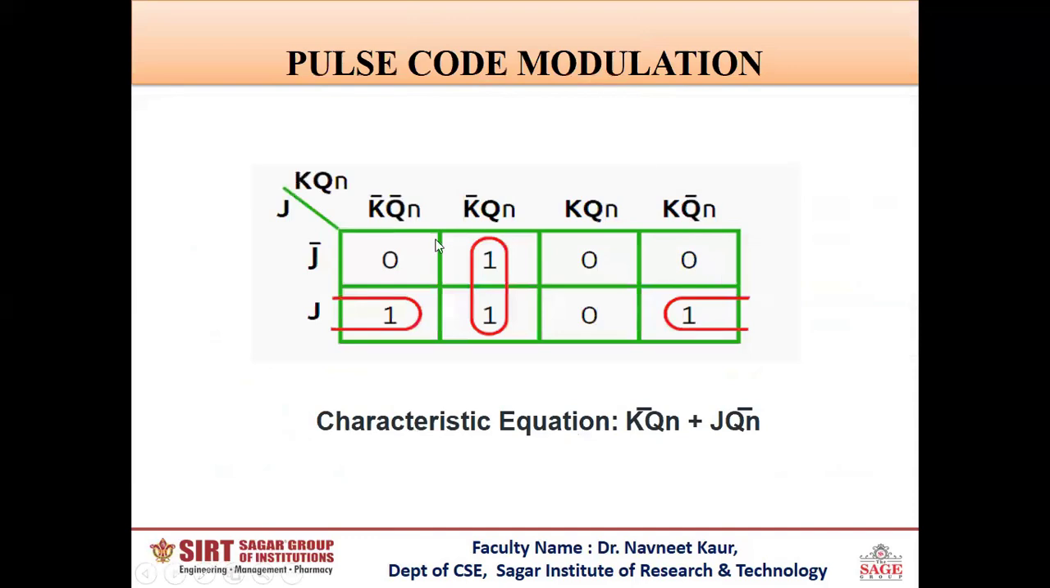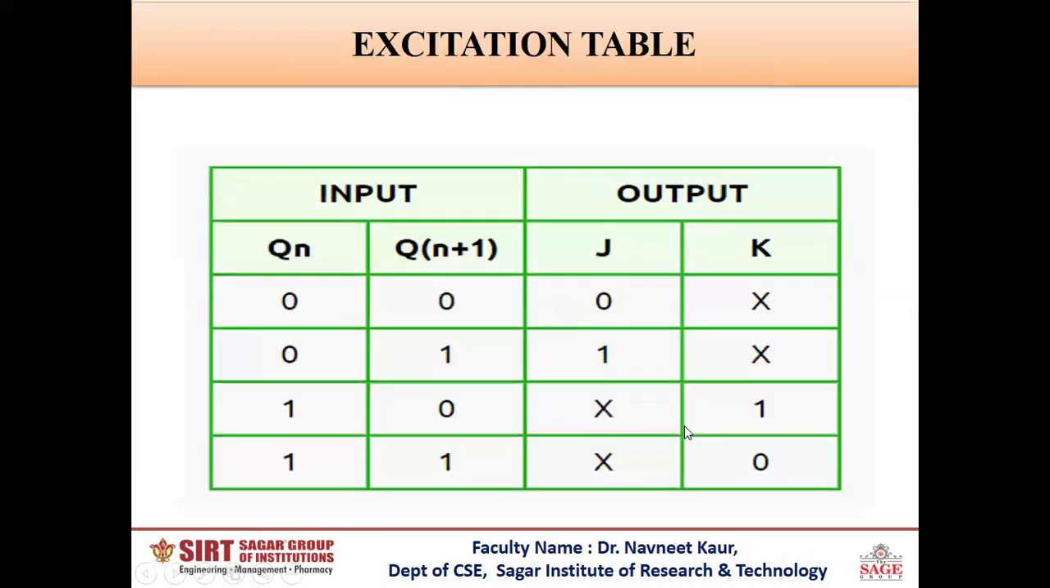Now, coming to the characteristic equation, here we can see the K map of the JK flip-flop. Using the combination, we can see that the characteristic equation is given by K bar Qn plus J Qn bar. Now, this is the excitation table of the JK flip-flop.